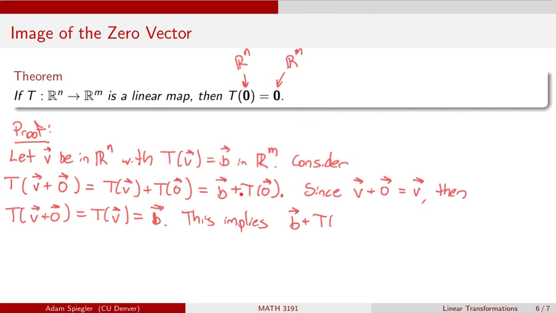So these two quantities, b plus T of 0, has to equal b. And the only vector that I can add to b and wind up with b is the 0 vector itself, by definition of the 0 vector. So therefore, we see that T of 0 must equal the 0 vector. And now this 0 vector is sitting in Rm. So that's the conclusion of our proof. If T is a linear map, then we know for any linear map, the image of the 0 vector in the domain needs to get mapped to the 0 vector in the codomain.